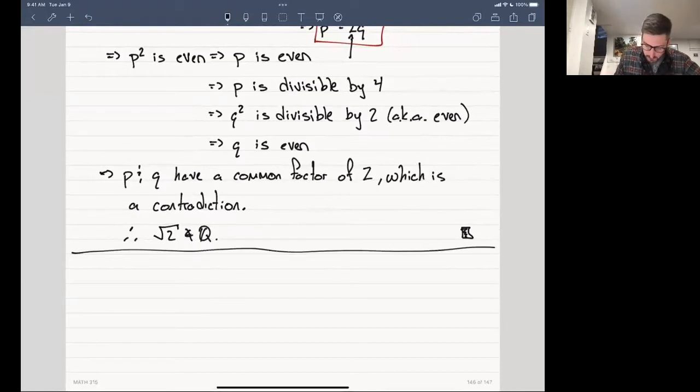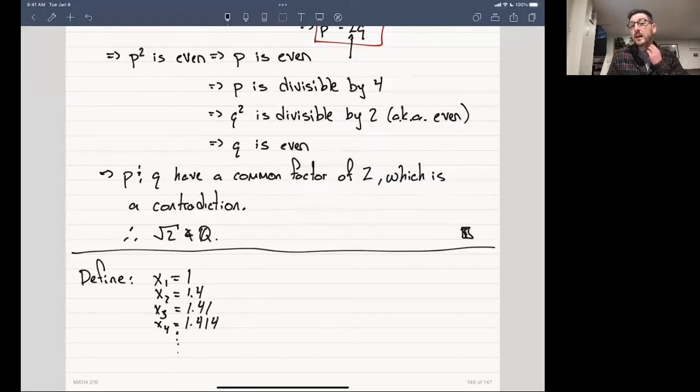So we could define x1 is equal to 1, and x2 is equal to 1.4, and x3 is equal to 1.41, and x4 is equal to 1.414, and so on and so forth. And now what you're thinking to yourself is, Jason, all you're doing is writing out the decimal expansion, but that would require you to know what the square root of 2 is. No, that's not exactly what I'm doing.